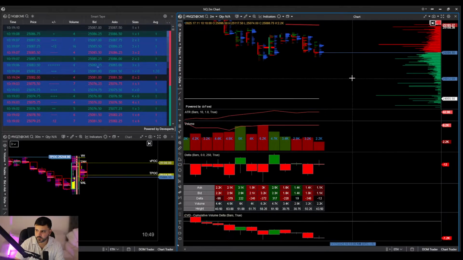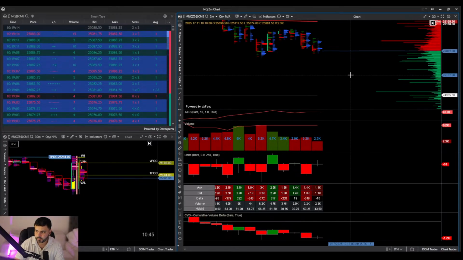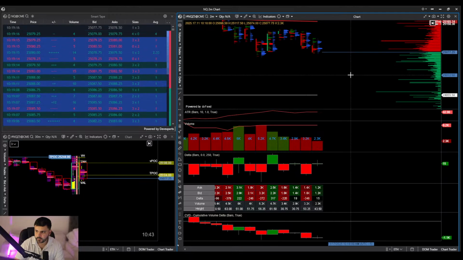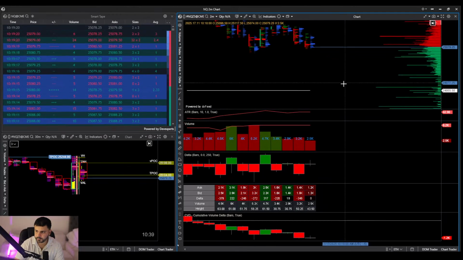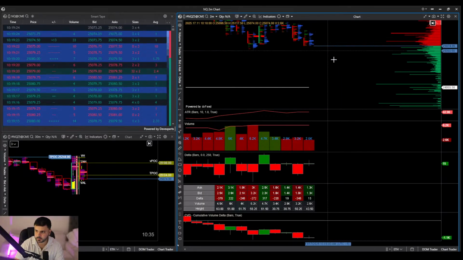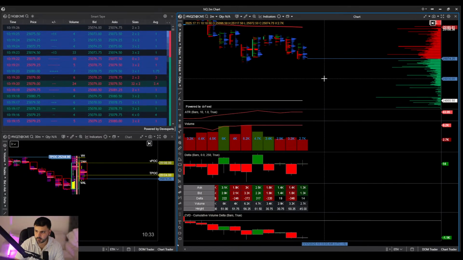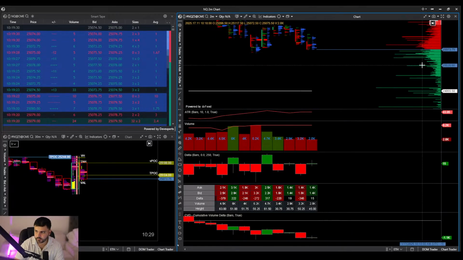Some more exhaustion. Bulls again getting absorbed up here. You can see the volume on the delta. It's all bulls. They didn't get anywhere. No follow through. Now they're getting absorbed, coming down.